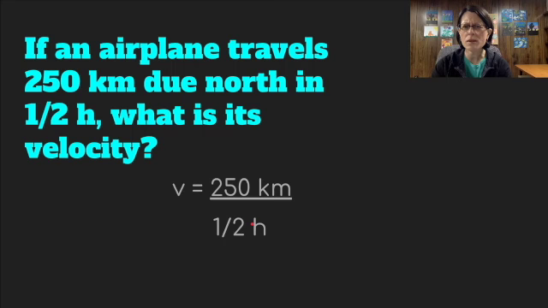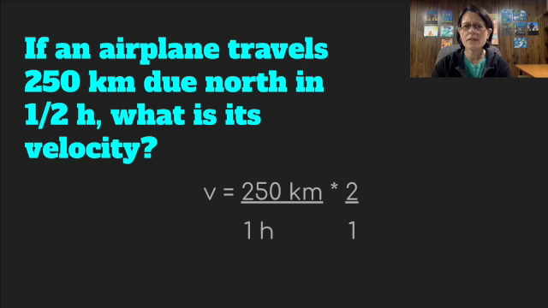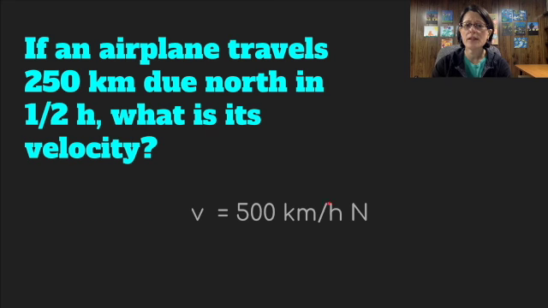Now remember, dividing by a fraction is like multiplying by its reciprocal. So this problem becomes 250 kilometers times 2, because we flip that fraction over. 250 times 2 is 500 kilometers per hour north, the same as the last plane. Different numbers, same speed.